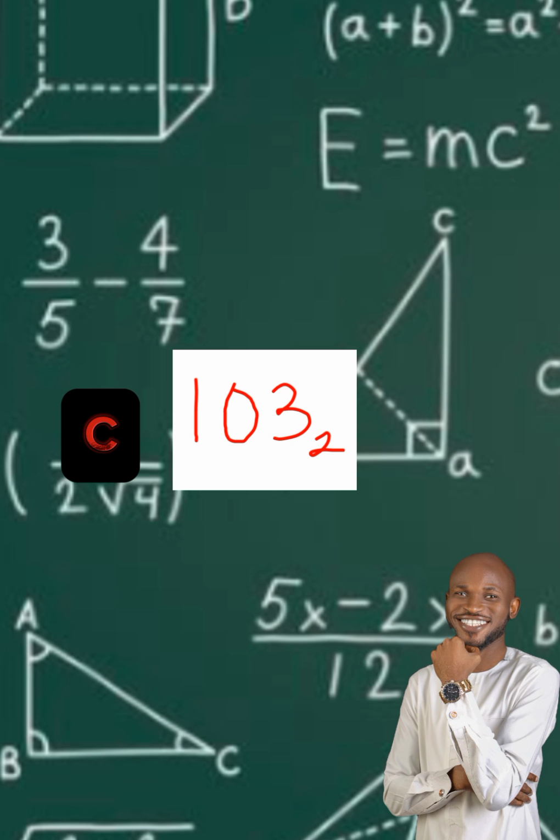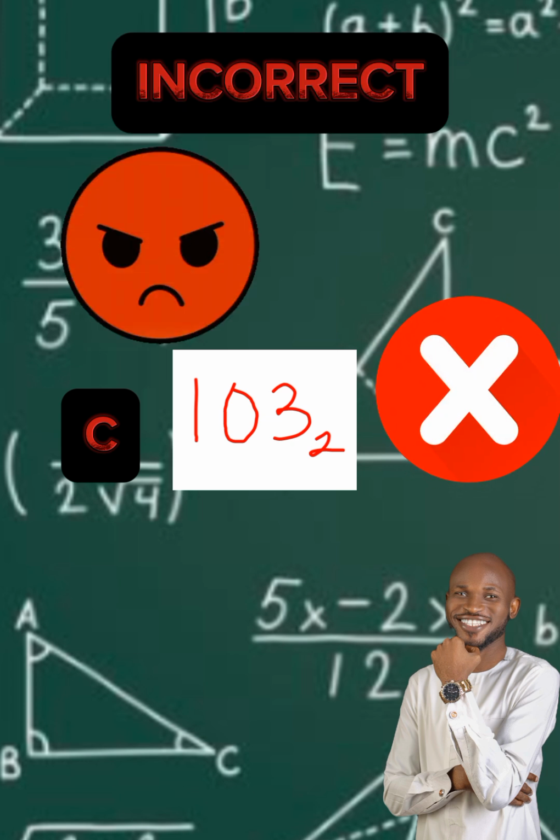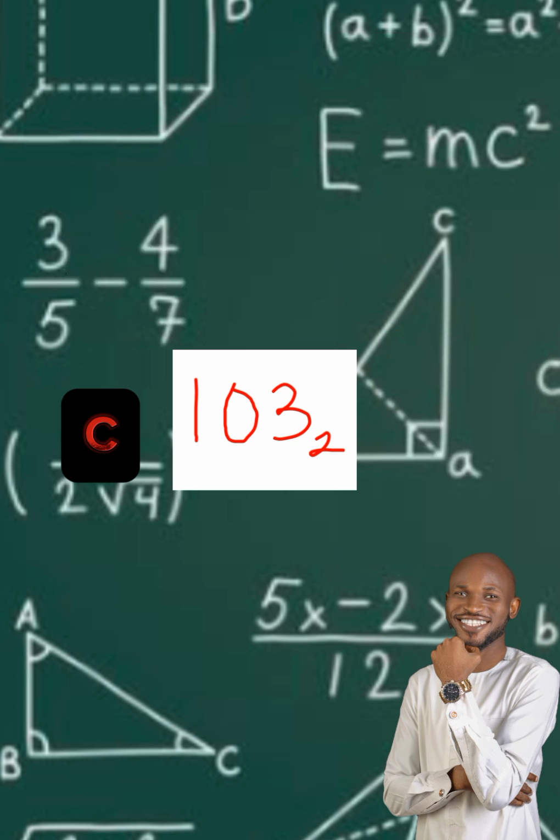4 cannot appear in base 2. 5 cannot appear in base 2. 6 cannot appear in base 2. 103 in base 2 is incorrect. It is wrong. 103 in base 2 is completely wrong. So you cancel that and strike it out. C is incorrect. It's not appropriate. It's not supposed to be in the group. So you have to strike that out.